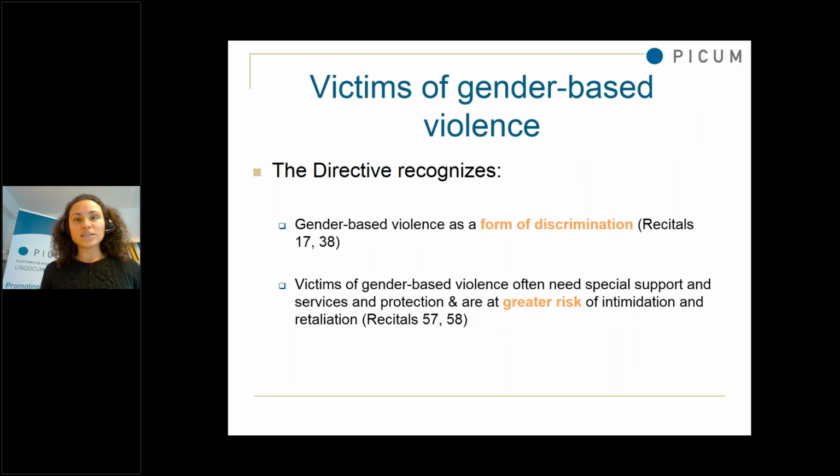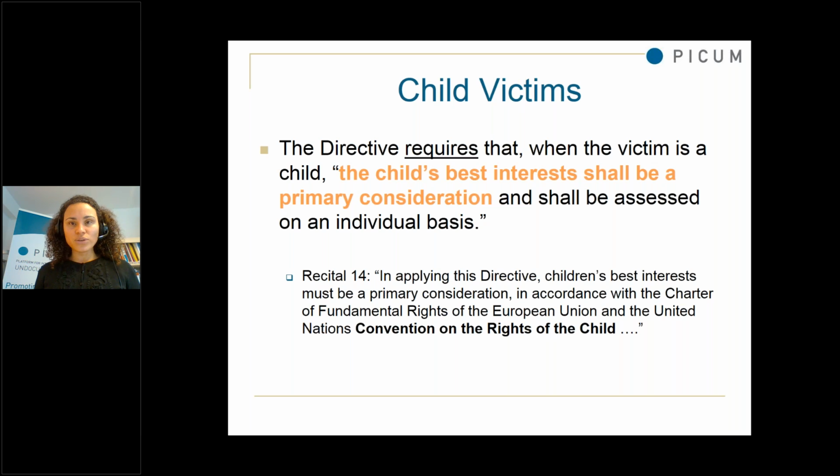Now, I wanted to underscore that the Victims Directive gives specific attention to victims of gender-based violence. It recognizes gender-based violence as a form of discrimination, and it also recognizes that victims of gender-based violence often require special supports, services and protection, and are at a greater risk of intimidation and retaliation. It also underscores the particular needs of child victims. Under the Victims Directive, there is a specific requirement that where the victim is a child, the child's best interest shall be a primary consideration. And of course, this is relevant in understanding the approach mandated under the Victims Directive when children are undocumented as well.